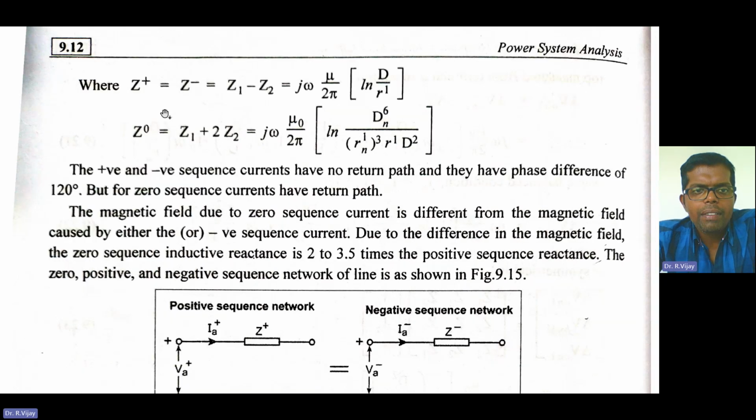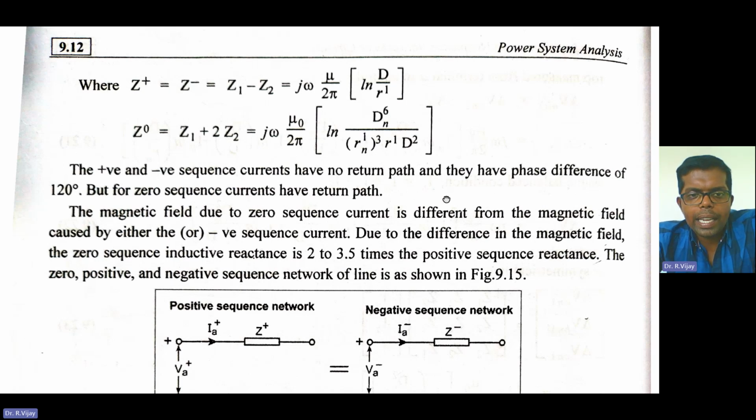Next, where Z plus equal to Z minus equal to Z1 minus Z2, that is equal to j omega into mu divided by 2 pi log D divided by R dash. Next, Z naught is equal to Z1 plus 2 into Z2, that is equal to j omega into mu naught divided by 2 pi log Dn 6 divided by Rn dash the whole cube R dash into D2.